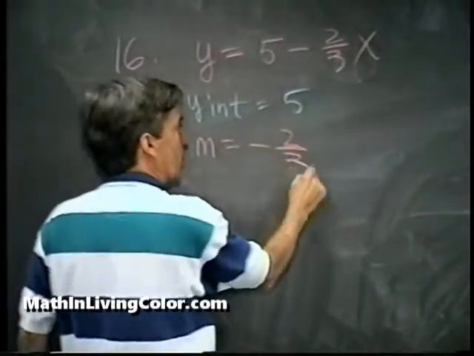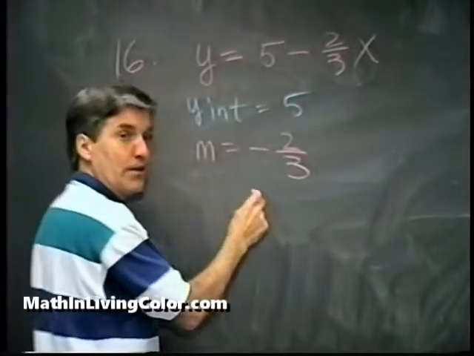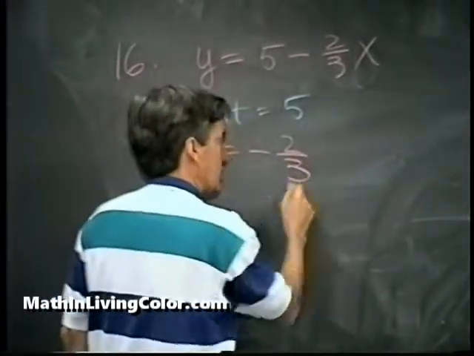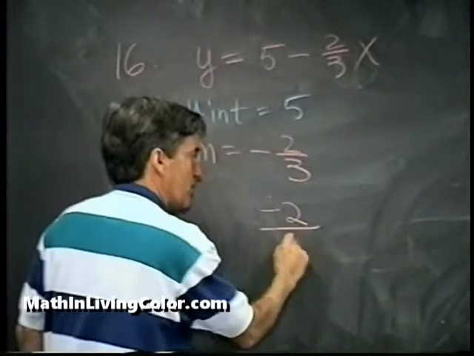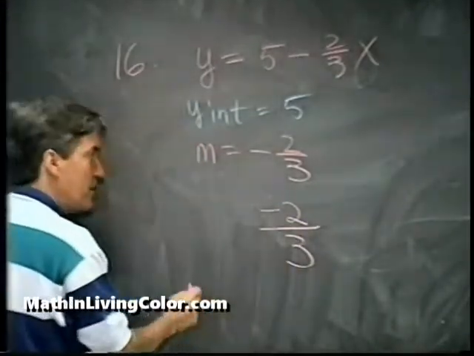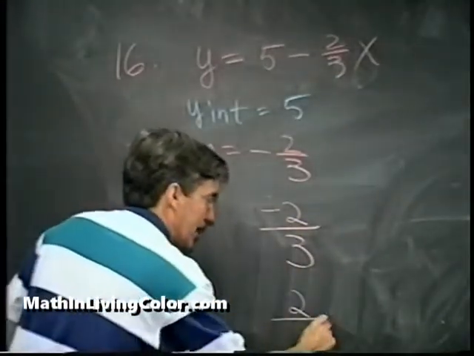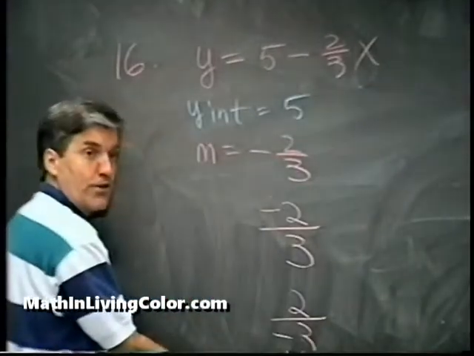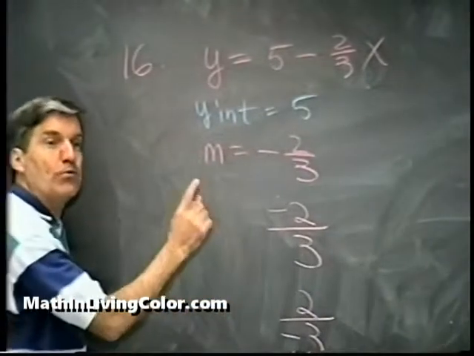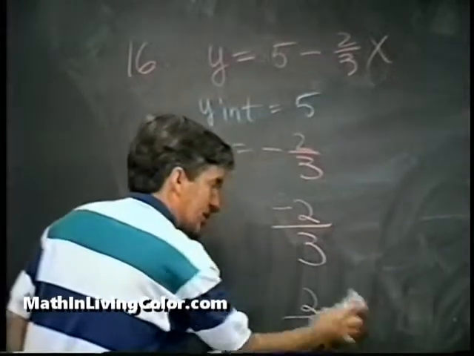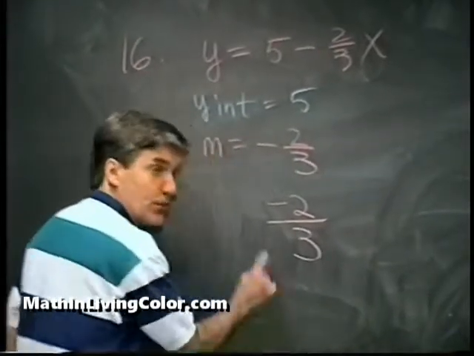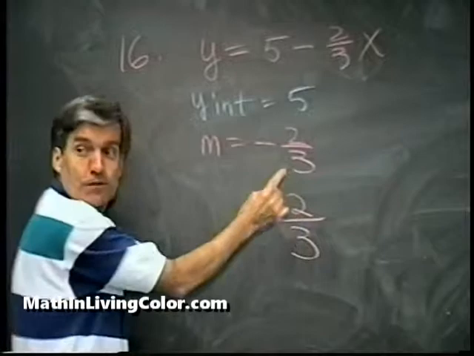Negative 2/3. Now what does negative 2/3 mean? It means two things. It means negative 2 divided by 3, or it means 2 divided by negative 3. You can do it either way you want to, and it'll be right. But shall we just eliminate this because I'm kind of short on time, and we'll just do this. Negative 2 divided by 3.